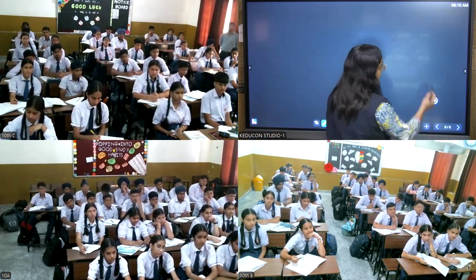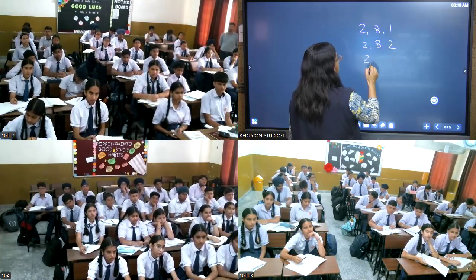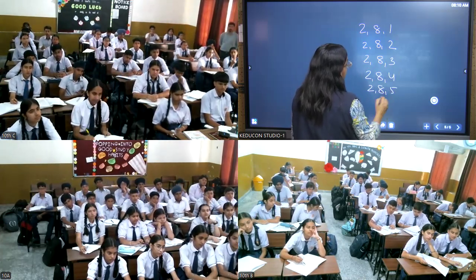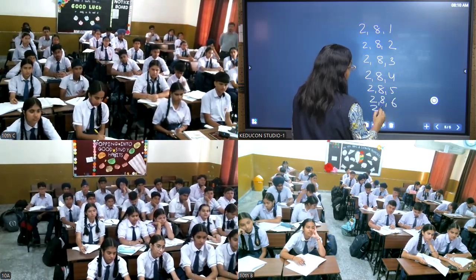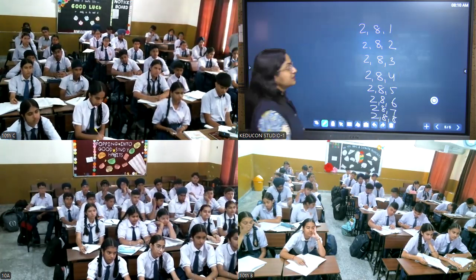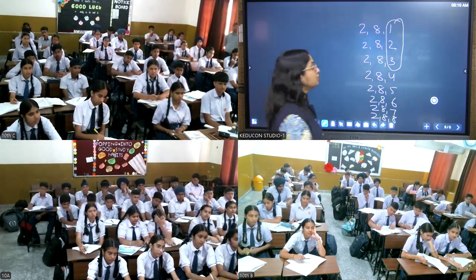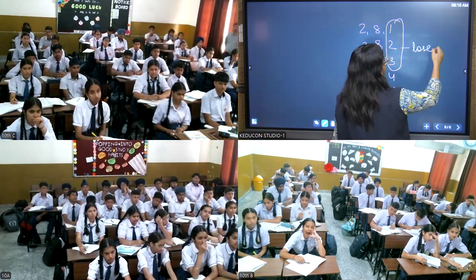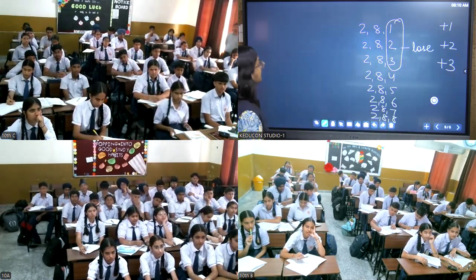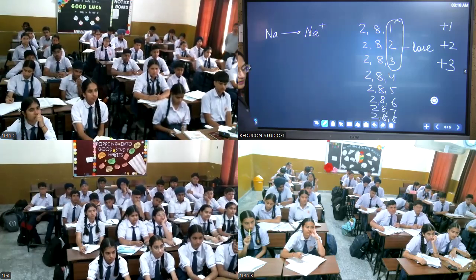See, if any element has this configuration 2,8,1, 2,8,2, 2,8,3, 2,8,4, 2,8,5, 2,8,6, 2,8,7, 2,8,8. So if any element has this configuration and the last shell is having 1, 2 or 3 electrons, they tend to lose these electrons to form +1, +2, or +3 ion, which means that sodium will tend to lose one electron and form Na positive.